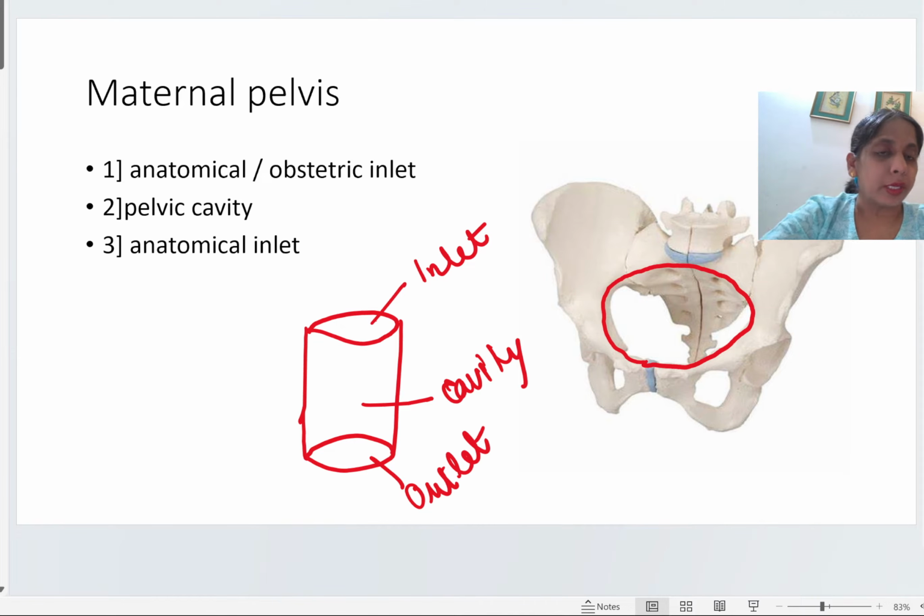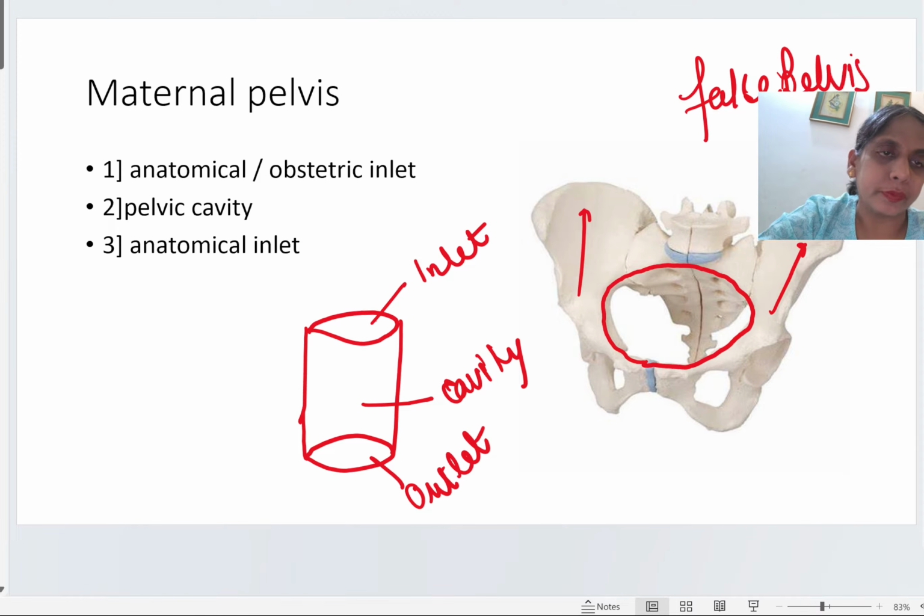This is the sacrum bone promontory. All the pelvis which is above this is the false pelvis, and the pelvis which is below this inlet is the true pelvis. Now it has three parts. This is the inlet, and this is the outlet.